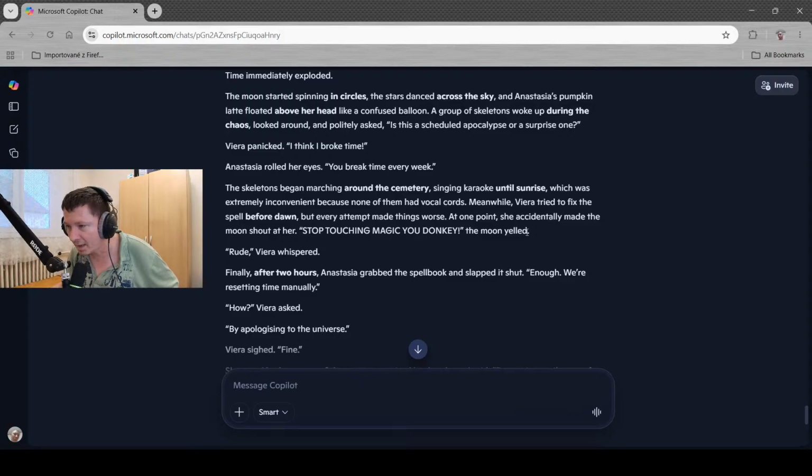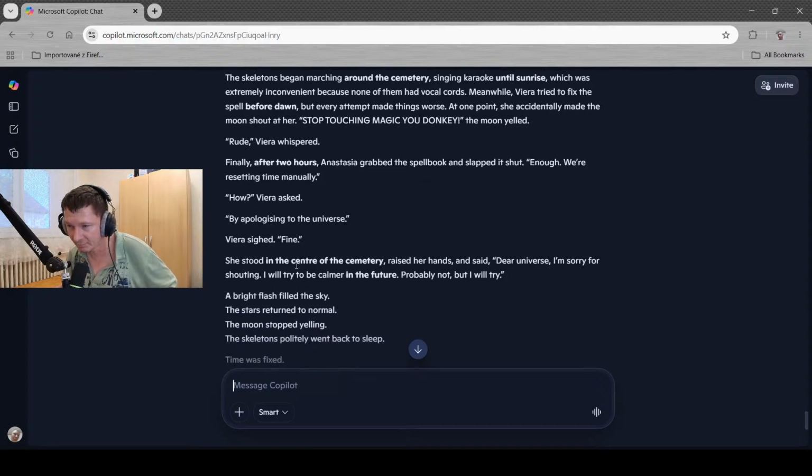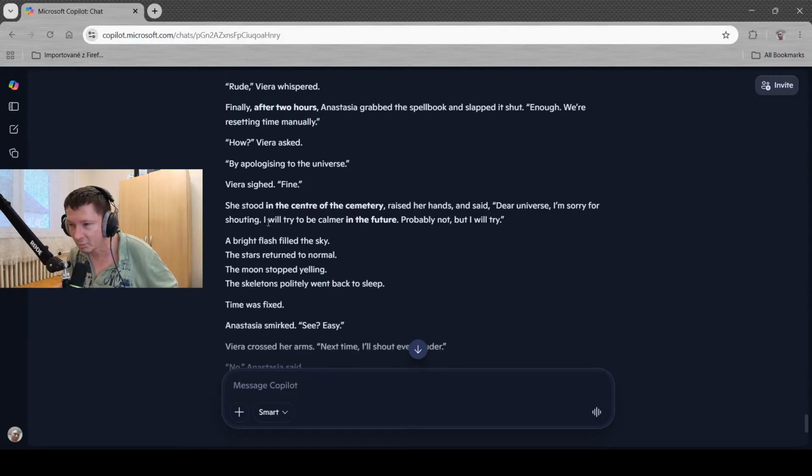At one point, she accidentally made the moon shout at her, "Stop touching magic, you donkey!" The moon yelled. "Rude!" Viera whispered. Finally, after 2 hours, Anastasia grabbed the spellbook and slapped it shut. "Enough! We're resetting time manually." "How?" Viera asked. "By apologizing to the universe." Viera sighed. "Fine." She stood in the center of the cemetery, raised her hands, and said, "Dear universe, I'm sorry for shouting. I will try to be calmer in the future. Probably not, but I will try."